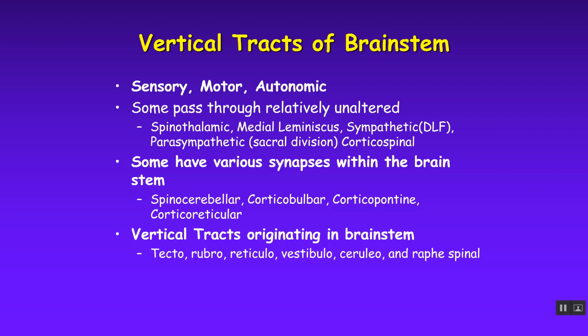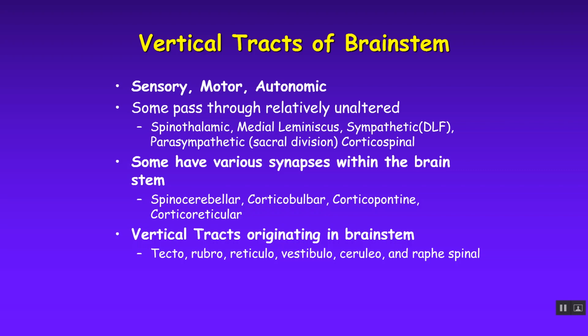Some go through relatively unaltered. They just go right on through the brainstem. They're just passing along to another place to go to, and they don't make a lot of connections in the brainstem. So things like the spinothalamic tract, bringing in pain and temperature from your body, runs up through the brainstem as the spinal lemniscus. It tends to run through fairly unaltered, right up to your thalamus and then to your cortex. Same thing with the medial lemniscus, a sensory tract that runs through the dorsal columns and becomes the medial lemniscus in the brainstem. It runs through the brainstem relatively unaltered.